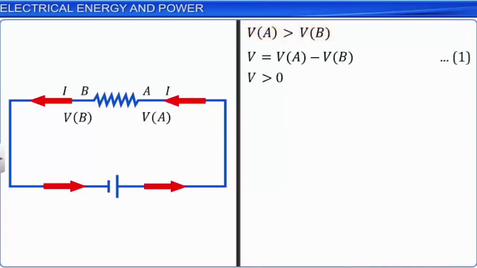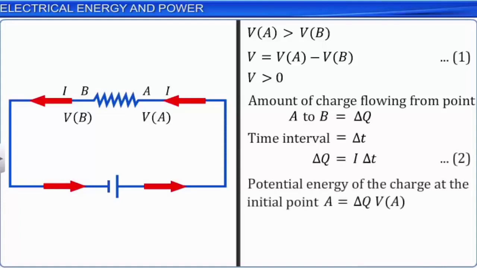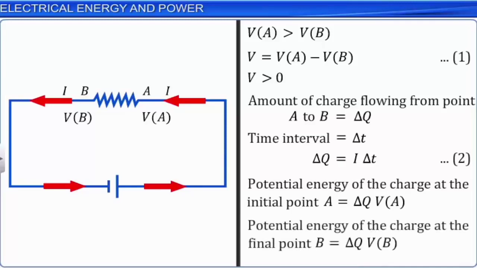Let the amount of charge flowing from point A to B be delta Q in the time interval delta T. Delta Q can be expressed as the product of I delta T. Let this be equation 2. The potential energy of the charge at the initial point A is delta Q VA. The potential energy of the charge at point B is delta Q VB.